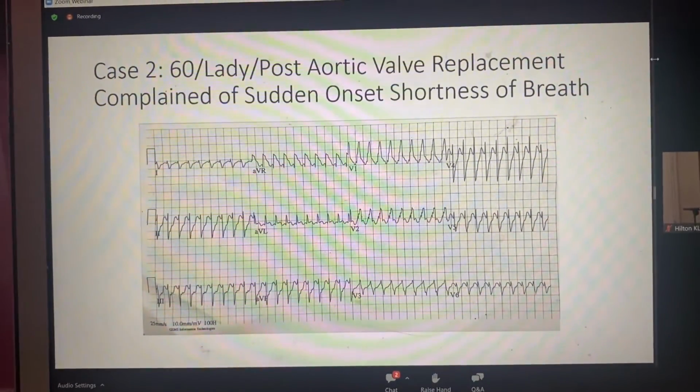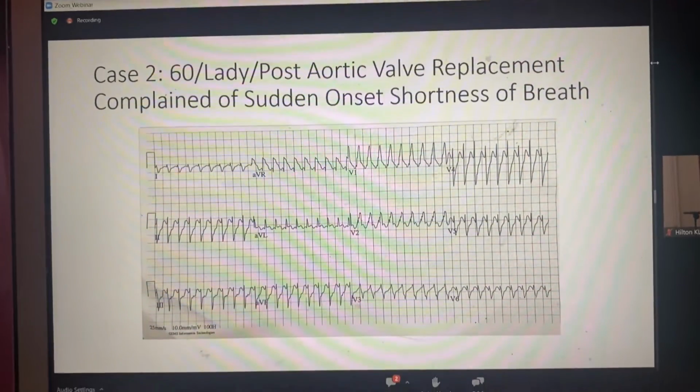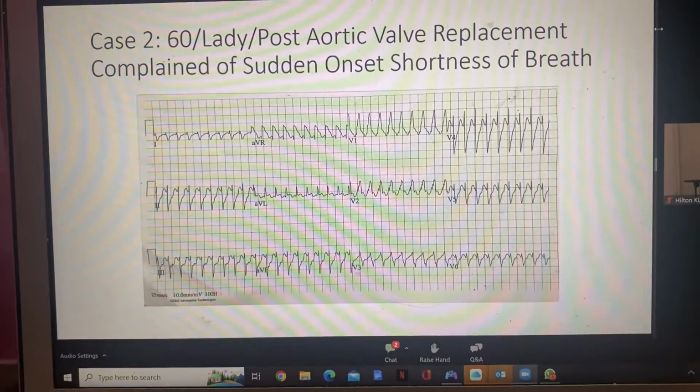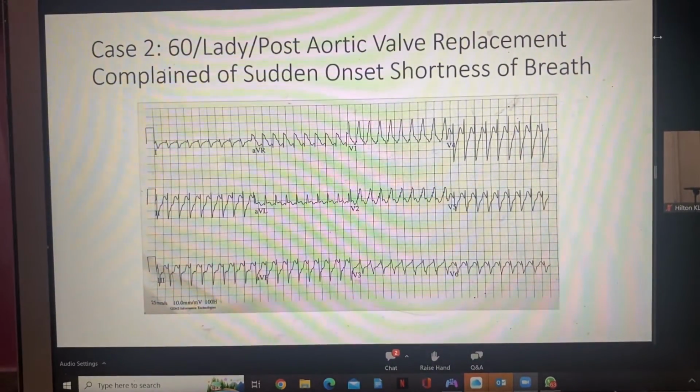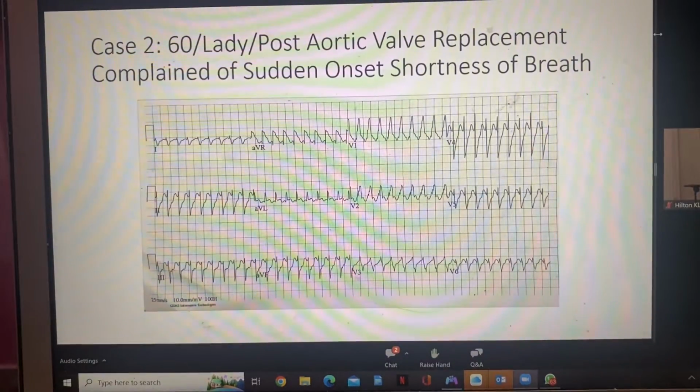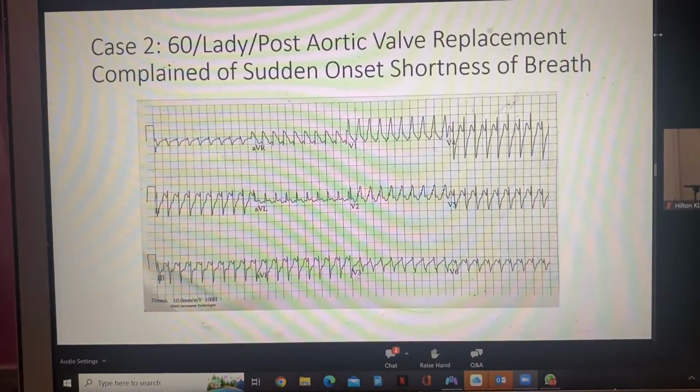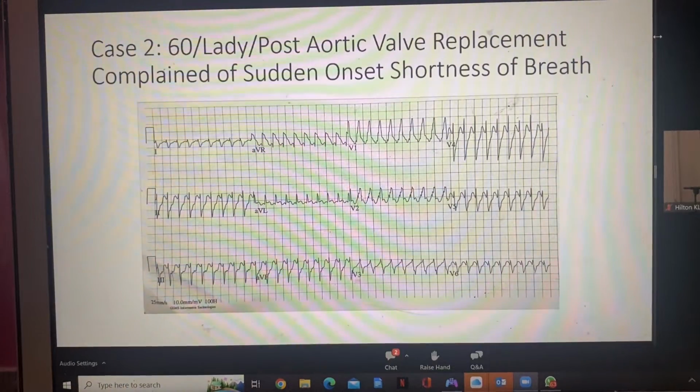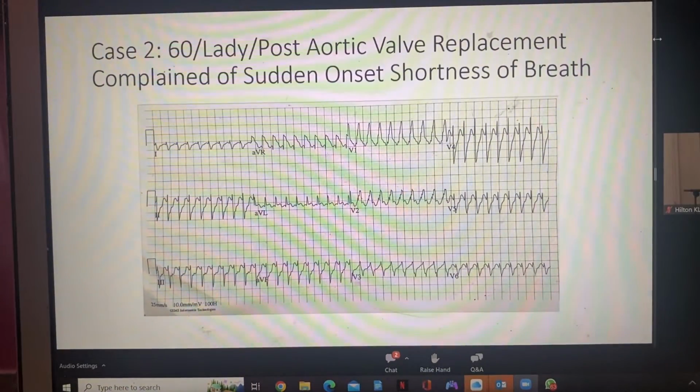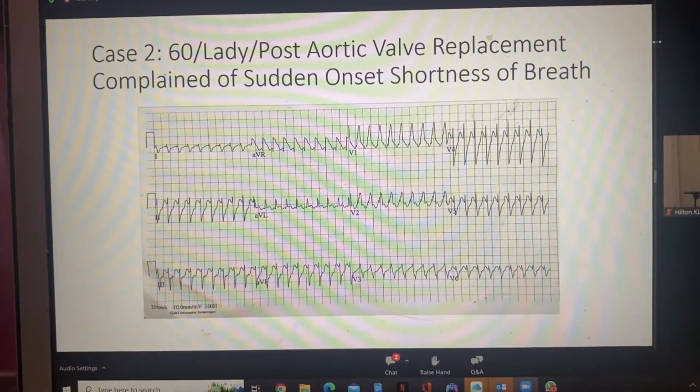So next question. This is a 60 year old lady. She has had a post aortic valve replacement. She complained of sudden onset shortness of breath. Please look at the ECG carefully because we're going to have our next poll in a while. I'll give you all some time to digest the ECG.